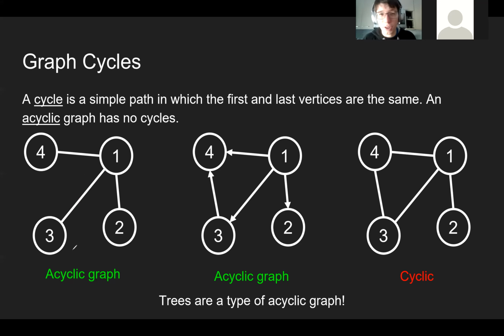It's not necessarily something you have to know. The real takeaway from this is just what a cycle is. It's just you have a path, a simple path, so you don't repeat edges, and you get from one vertex back to itself.